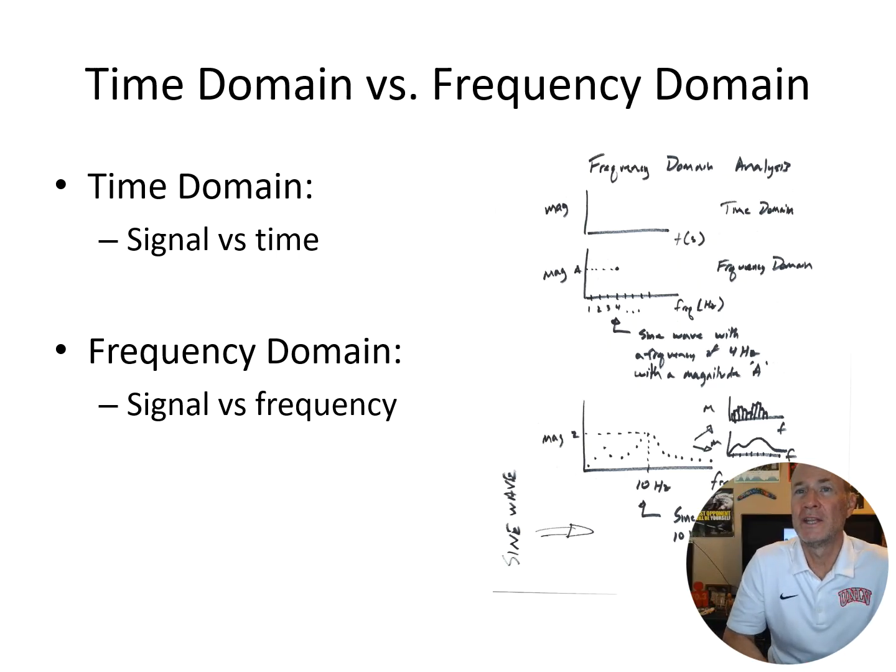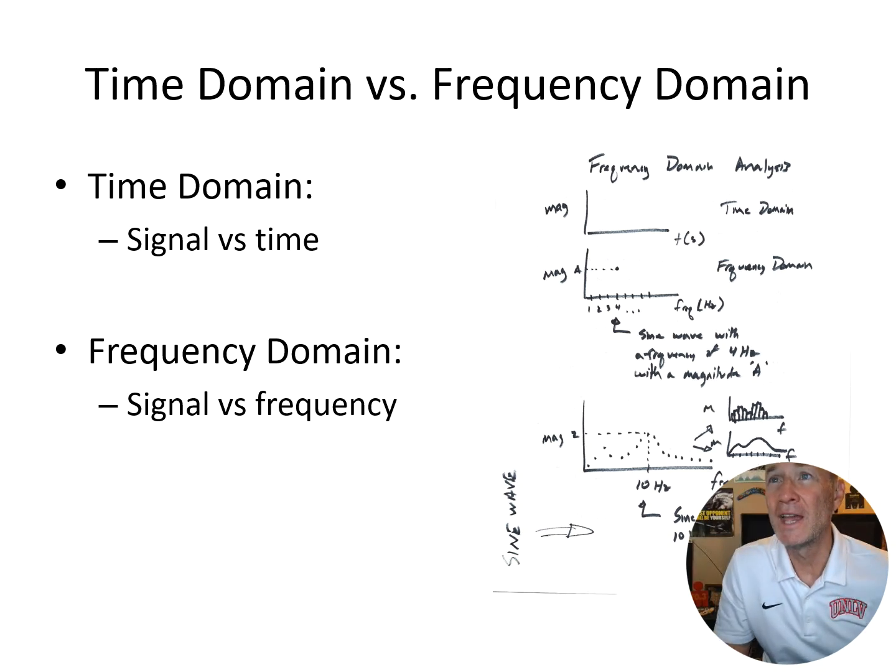A frequency domain analysis is where we have frequency on the x-axis. So here, this is a time domain plot. I have magnitude on the y-axis and time on the x-axis. Whereas in the frequency domain analysis, we have magnitude on the y-axis and frequency on the x-axis. And this frequency represents the frequency of different sine waves. A 1 hertz sine wave, a 2 hertz sine wave, a 3 hertz, and so forth. And then the amplitude represents the magnitude or the amplitude of that sine wave.